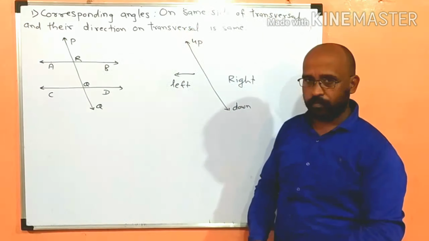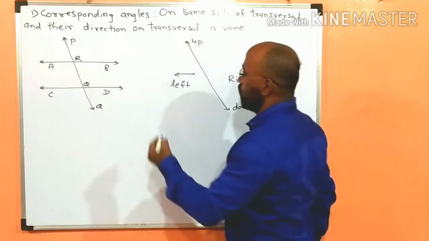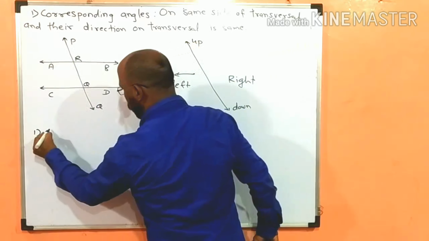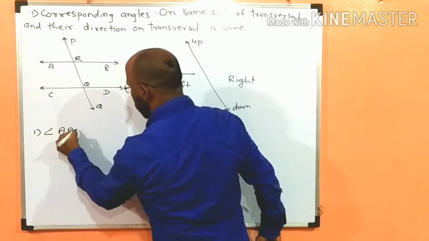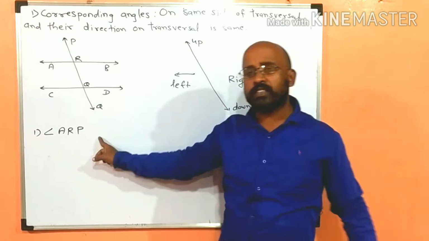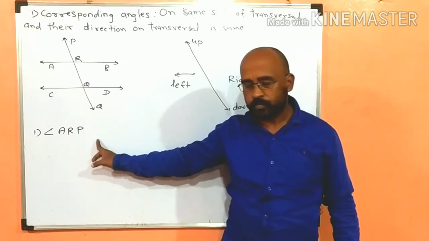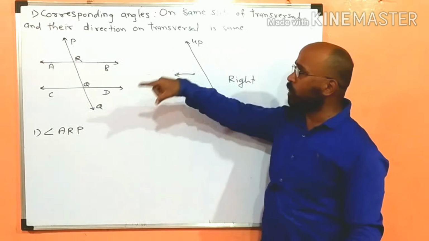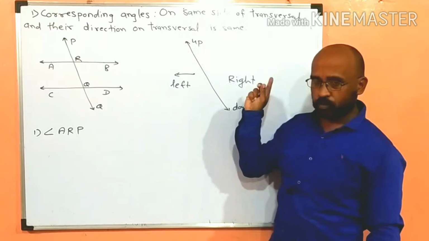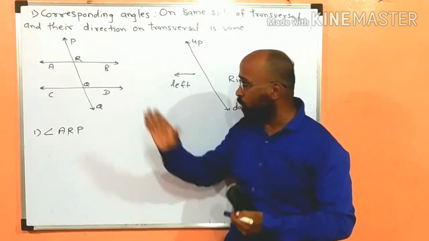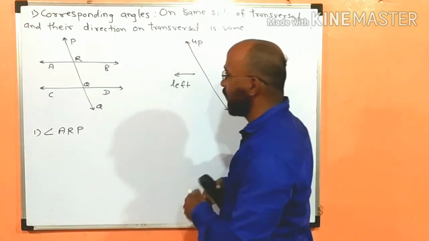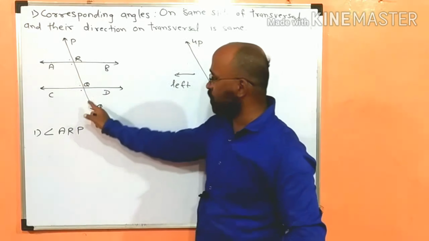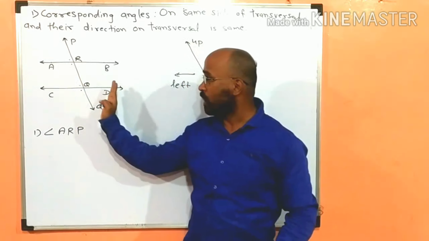So corresponding angles are on same side of transversal and their direction on transversal is same. Let us see what is meant by this. This is already a pair of angles. Consider this is angle ARP. Let's talk about angle ARP. On which side of the transversal is it? It is on the left side of the transversal. So its corresponding angle will be on same side of the transversal. So its corresponding angle will be on this side. So how many angles are created on this side? 1, 2, 3, 4. So naturally its corresponding angle will be among these three angles.